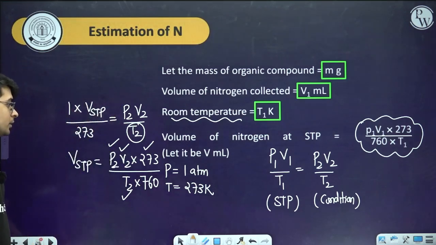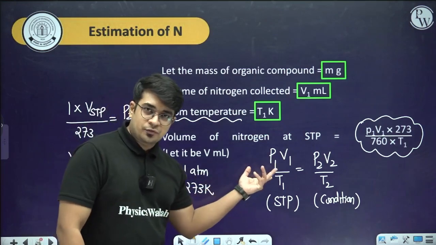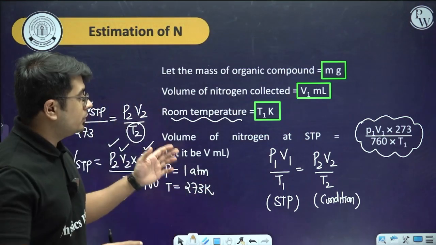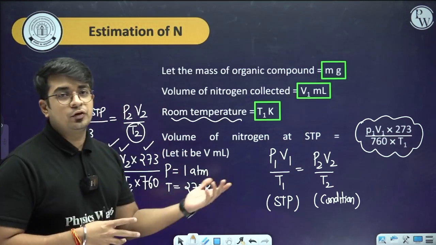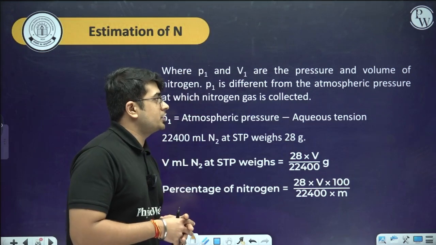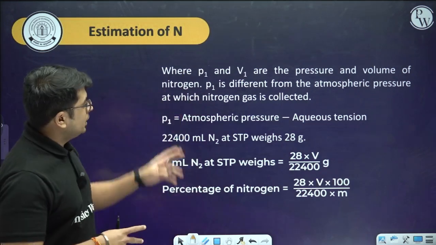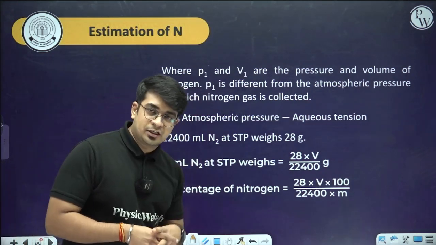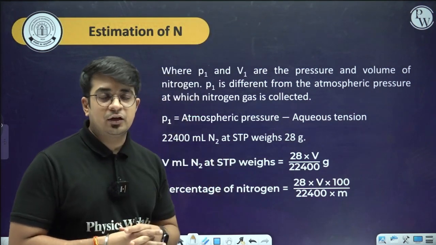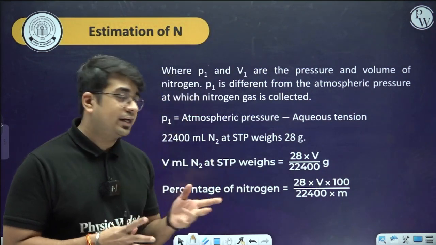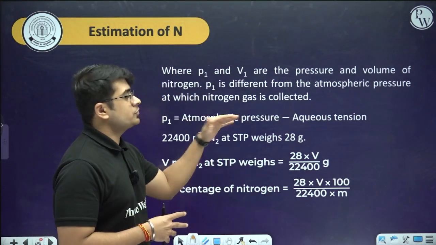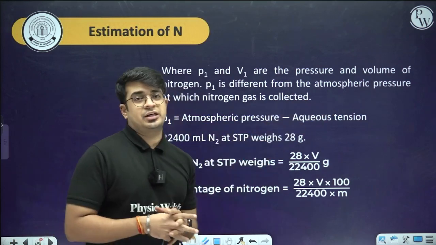Okay, this is the simple part, which is the equation of state. When pressure, volume and temperature are all variable, then you can use P1 V1 upon T1 equal to P2 V2 upon T2. Now, P1 and V1 are the pressure and volume of the nitrogen. P1 is different from atmospheric pressure, because at STP the pressure is 760 mm of mercury or 1 atm. P1 is basically atmospheric pressure minus aqueous tension.